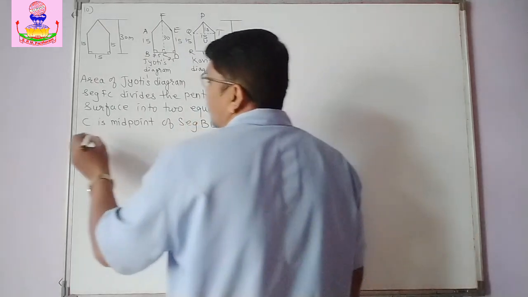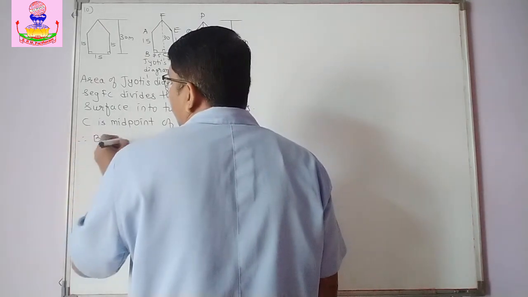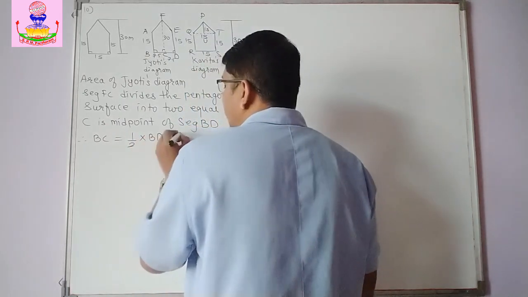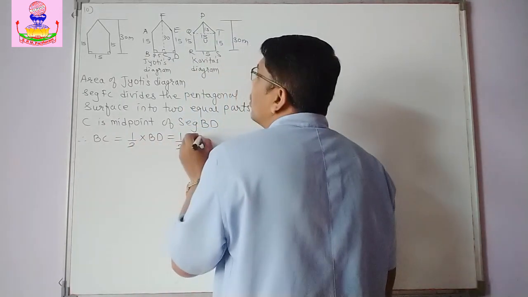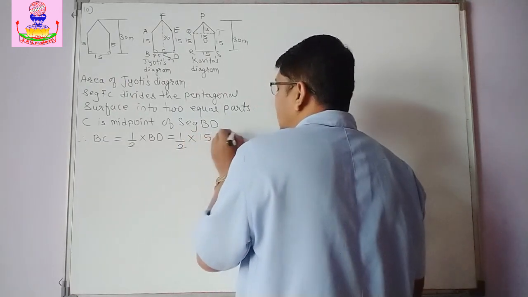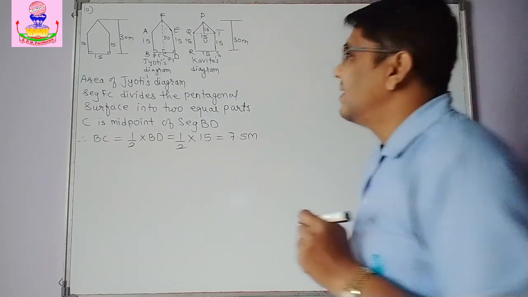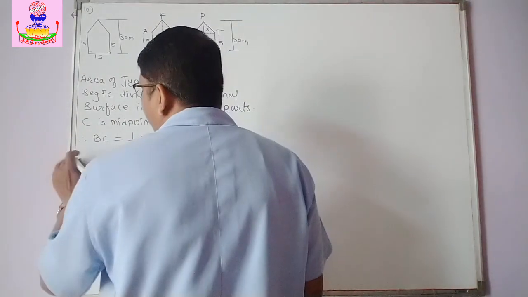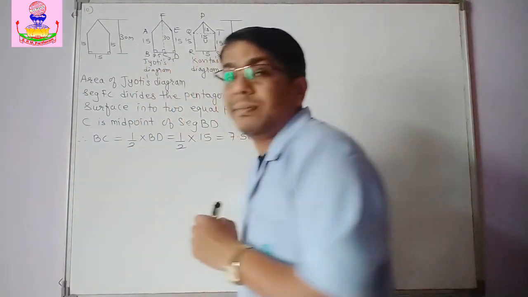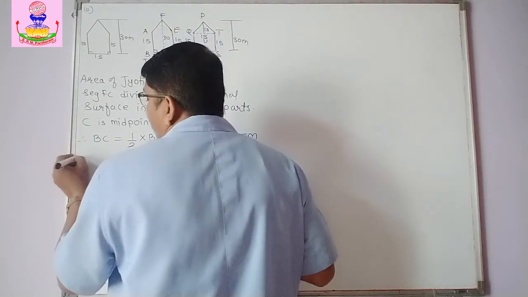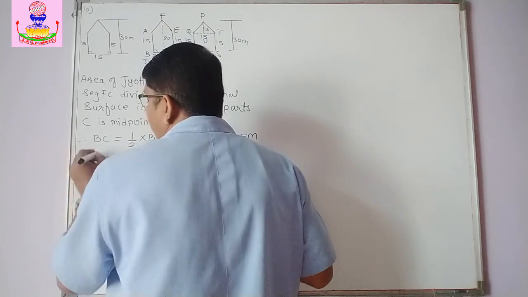C is the midpoint of segment BD. Therefore, BC is equal to half into BD, that is half into 15, which is equal to 7.5 meters. Now the two figures form trapeziums, and so they are equal in area.